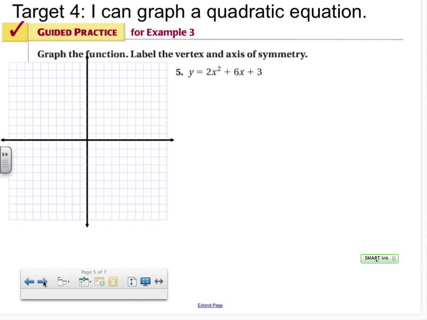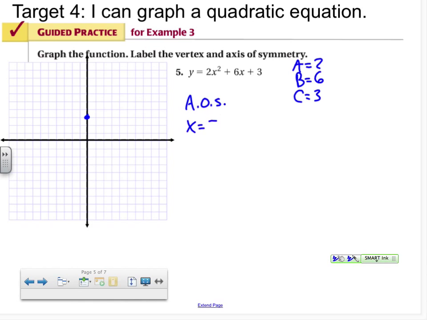Another example for you. Pause it, try it, and then hit play again. All right, so we can see A is 2, B is 6, and C is 3. Real quickly, C is also my y-intercept. I'm going to plot that real quickly. Then I'm going to try and find my axis of symmetry.